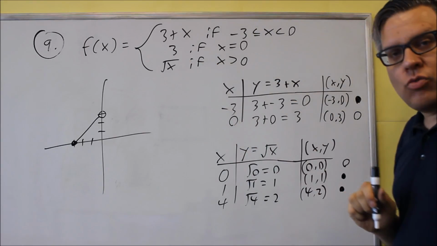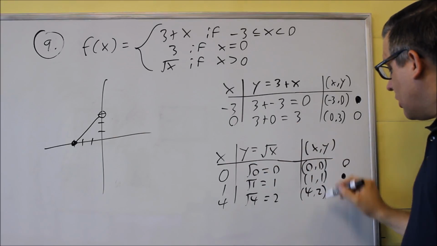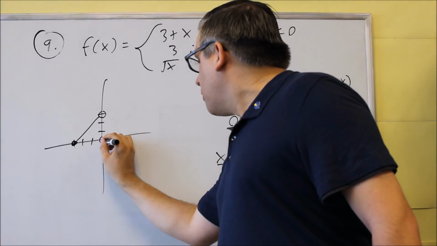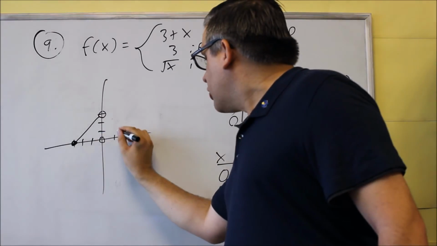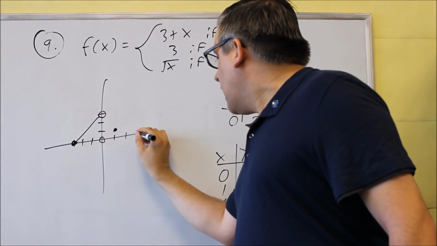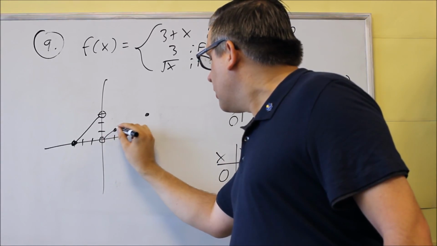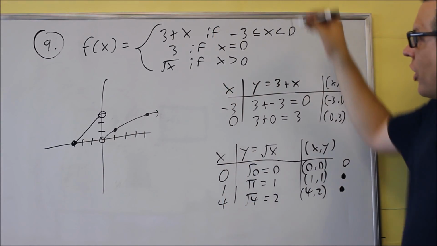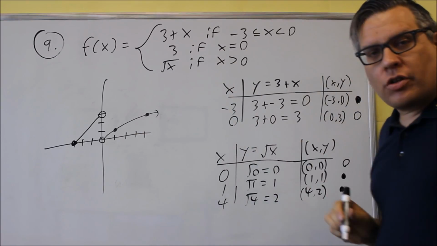Let's jump to the last one. Square root of x if x is greater than 0. Okay, square root of x, here are the different points I have. I have (0, 0), that has to be an open circle. I have (1, 1), which is closed. And I have (4, 2), that's closed. So far now I have that. I graphed the first one and the third one. However, I still have the middle one to deal with.